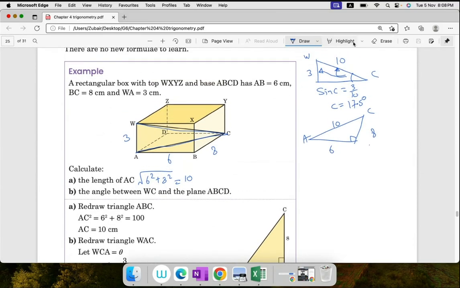My mistake. This is not hypotenuse. This is 10, which is at the base. So shift tan of C, 3 divided by 10 is 16.69. So that is 16.7 degrees.